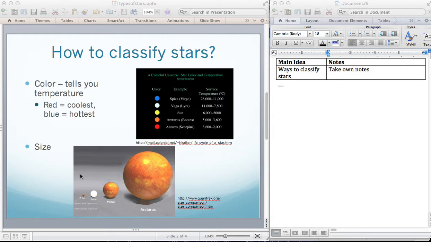Size is going to tell us a little bit about the star. We can classify it by size. We can go anywhere from the sun, which is a pretty average, medium-sized star, but as you can see in this picture, there are plenty of stars that are a lot bigger than the sun. So size is something we can look at as well. But again, they're so far from Earth that they're going to be quite tiny when we look at them in the sky.